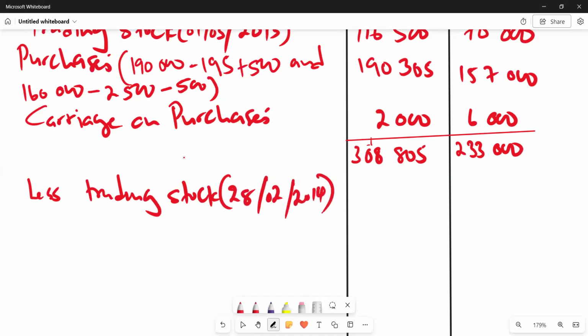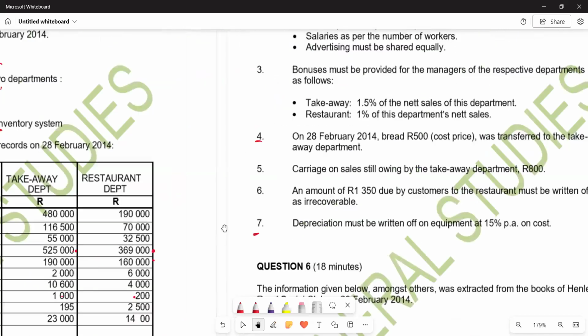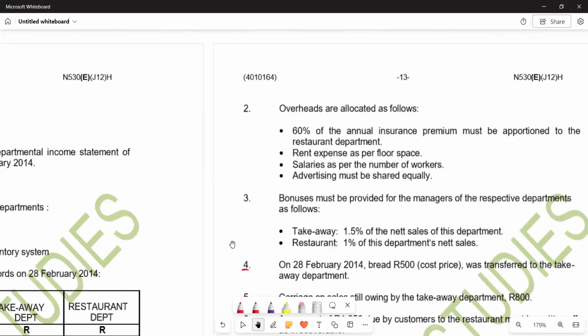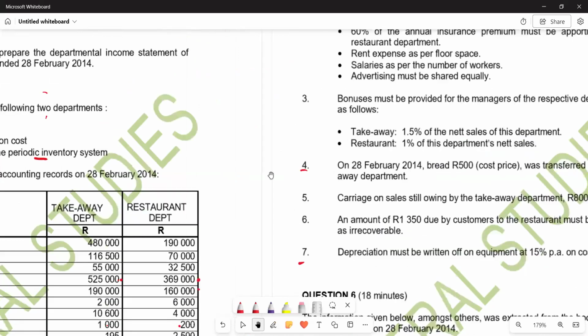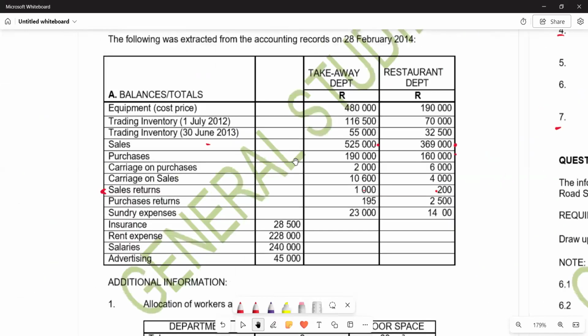So this is what we have, and then we now want to check the figures for our closing inventory. But closing inventory, we know that these are the figures that we get if we are given a trial balance, it will be in the additional information. But here, the trial balance we are given here, the trading inventory, that is a 30 June 2013. So this is just a mistake. It's supposed to be 2014, and this is supposed to be 2013.